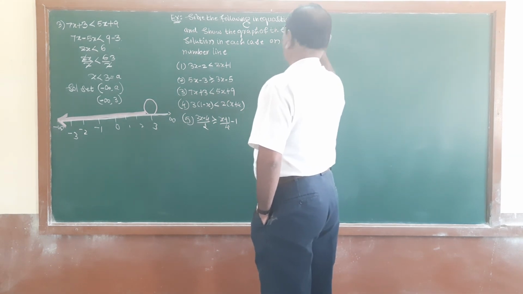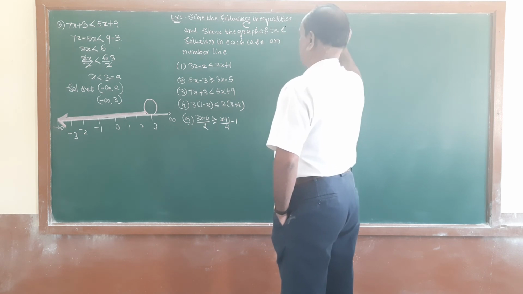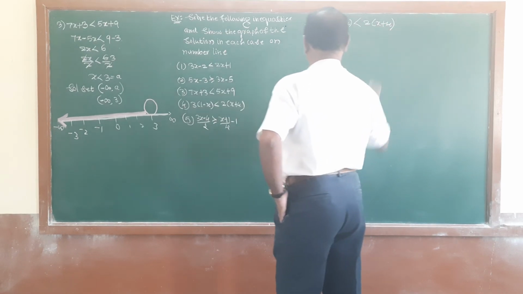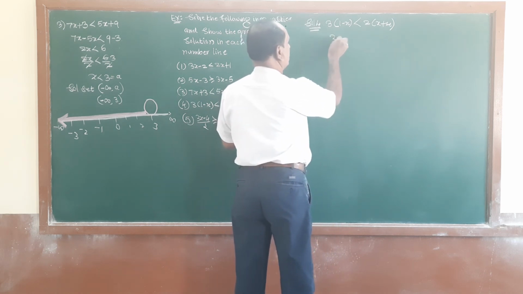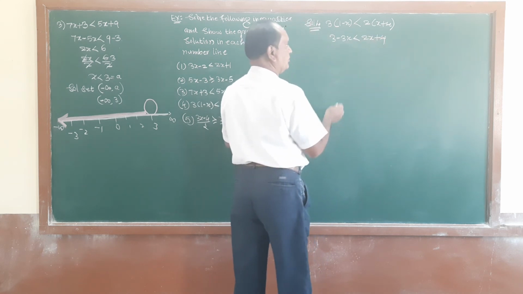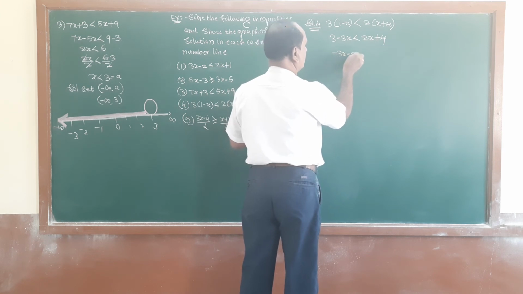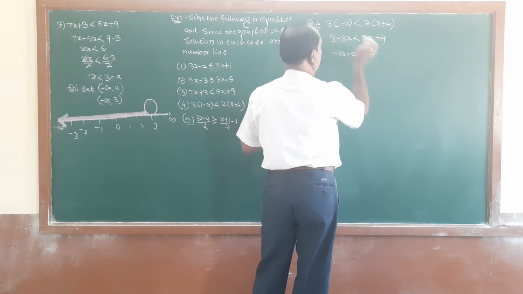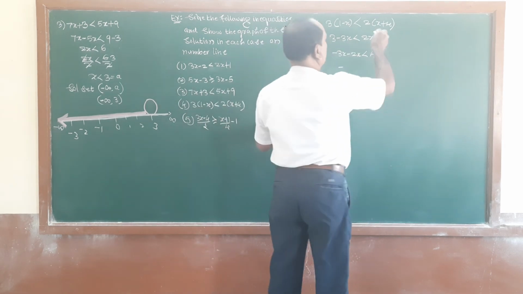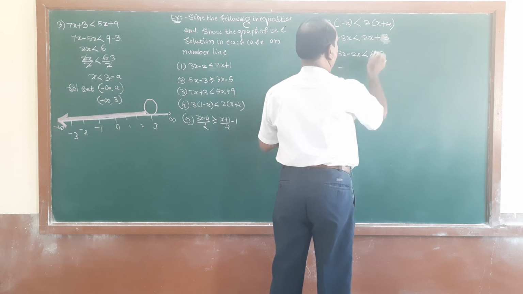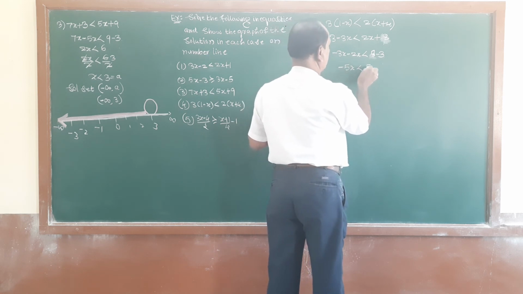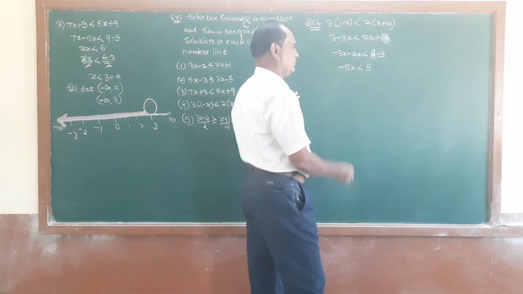Solution for example number 4: 3(1 - x) is less than 2(x + 4). Rearrange the given things, so that is 3 - 3x is less than 2x + 8. Collect the x terms on one side: -3x - 2x is less than 8 - 3, therefore -5x is less than 5. Okay, dividing total by -5.